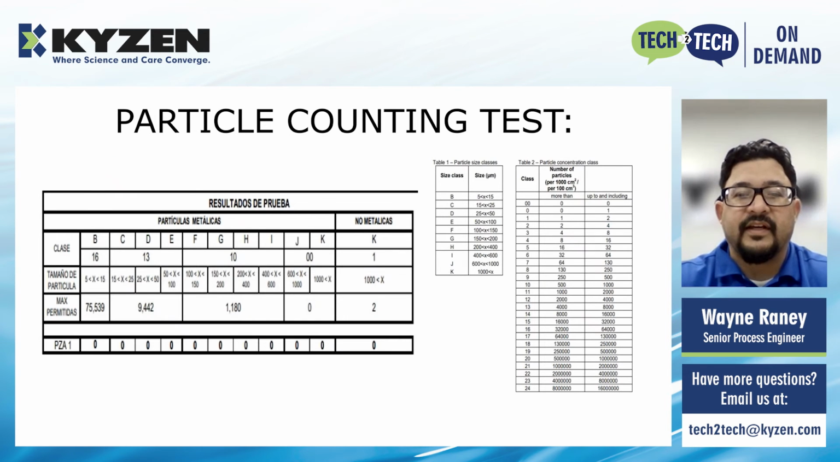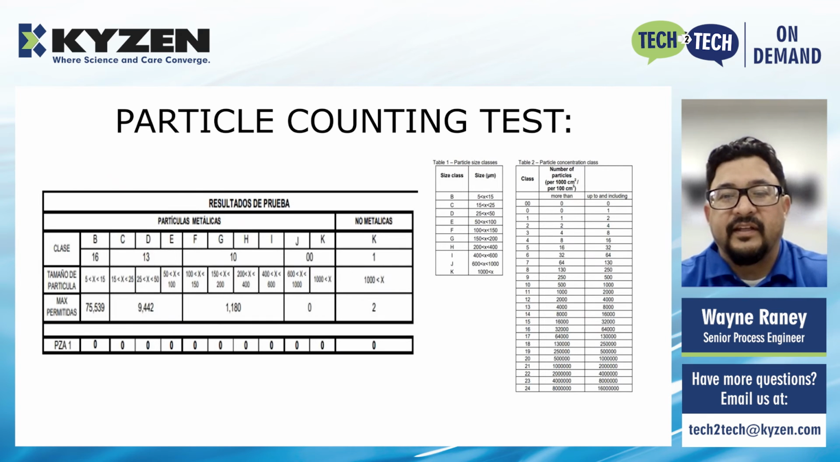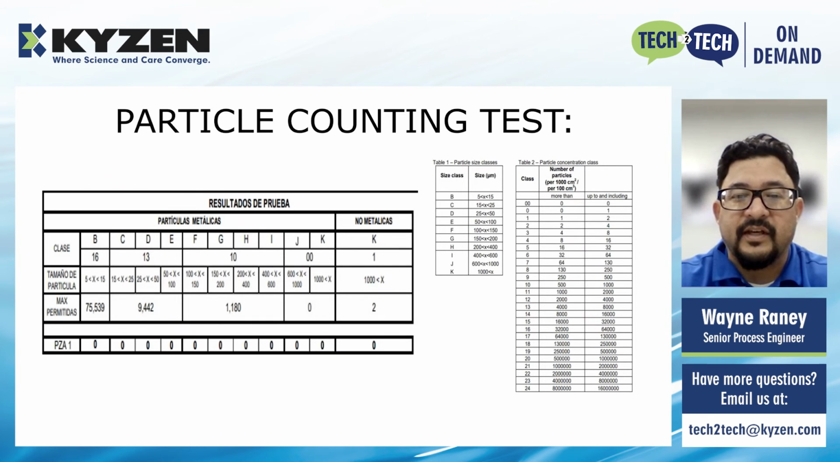The number of particles and their sizes are counted and then compared to a chart like the one pictured. Again, even though this is in Spanish, this matrix is a good example. Here in this particle counting test on the right, we can see the particle size class and particle concentration class. The class size, designated by a letter, indicates the range it should be in. In this example, under letter B, the particle must be greater than 5 and less than 15 microns. In the first column, we see class 16, and according to the table on the right, must be between 32,000 and 64,000 of these particles.